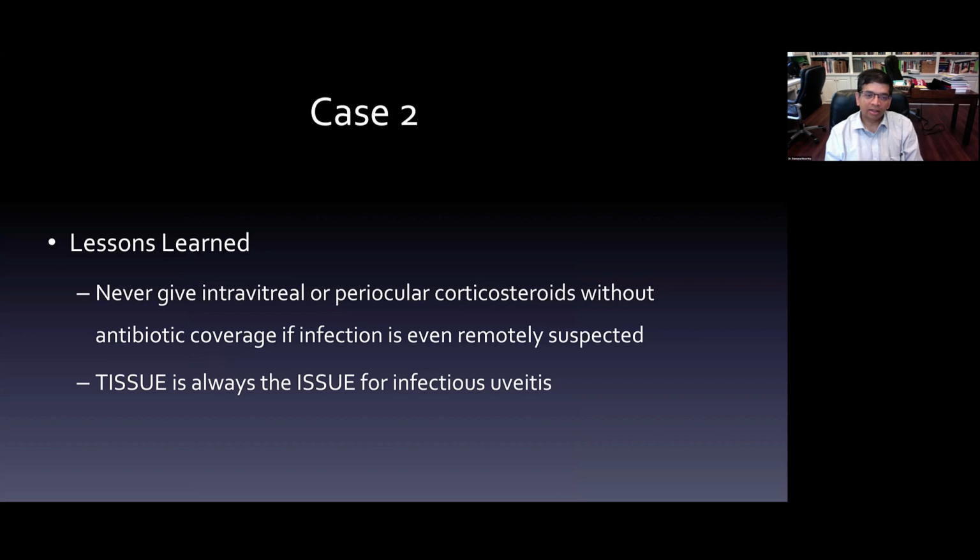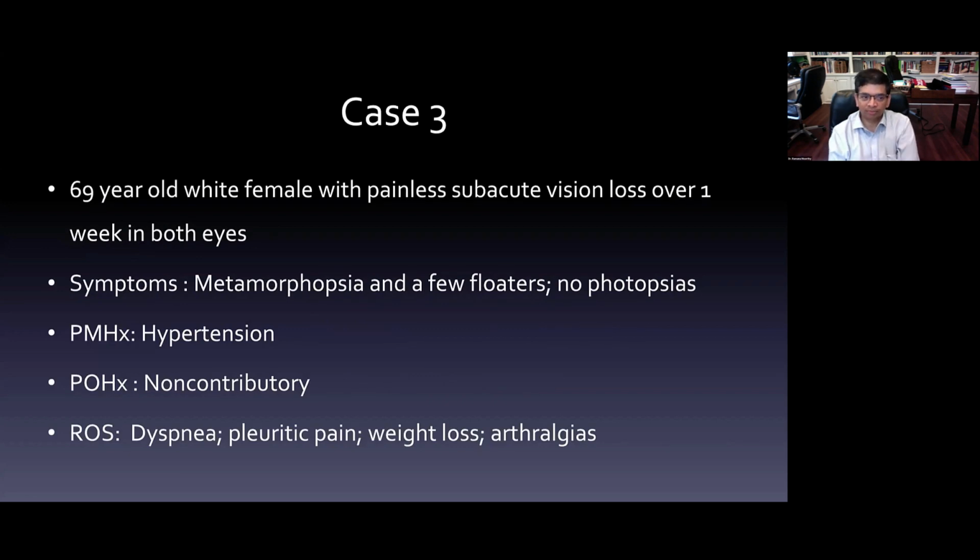So the lesson that we learned here is never give intravitreal or periocular corticosteroids without antibiotic coverage if infection is even remotely suspected as the cause of uveitis. And tissue is always the issue for infectious uveitis. Tissue biopsy, tissue proof of infection, okay?